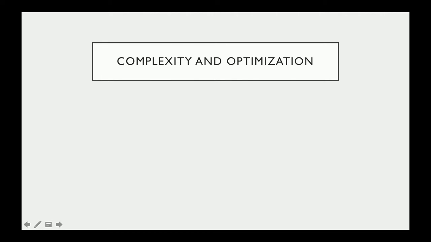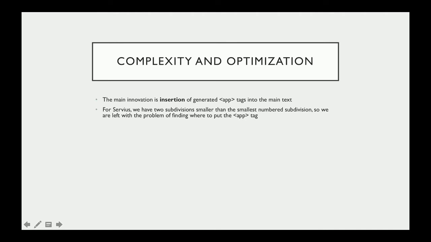Now I'm going to talk a little bit about the complexity of my script, as well as a runtime optimization I'm working on to improve it. It's important to remember that a critical edition is both the base text and a set of notes. Up until now, we've been talking about encoding the base text. Now we'll talk about the notes. Each note is represented with an app tag. And with Servius, the main innovation for my scripts is the insertion of those app tags into the main text. For Servius, we have two subdivisions smaller than the smallest numbered subdivision, so the programmer is left with the problem of finding where to put the app tag within that numbered subdivision.